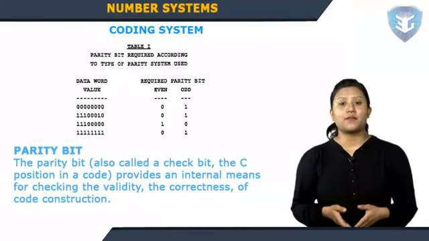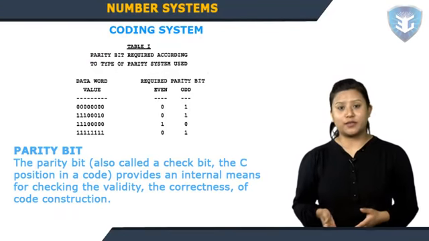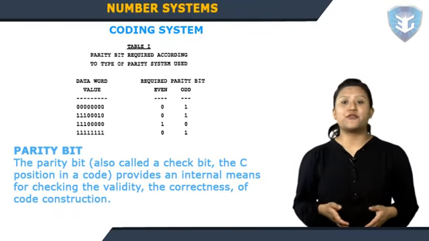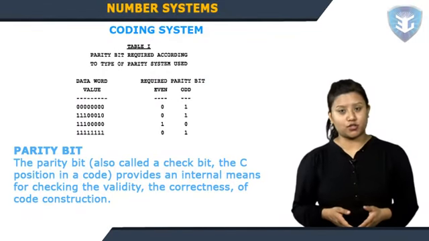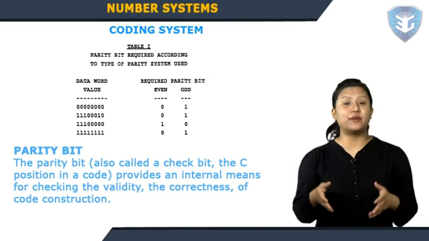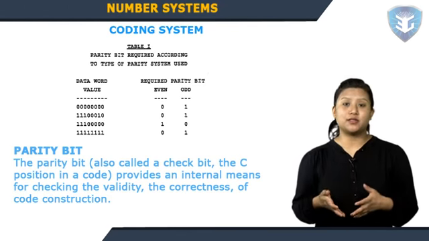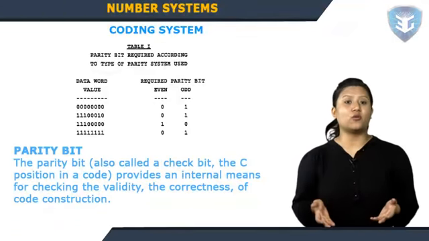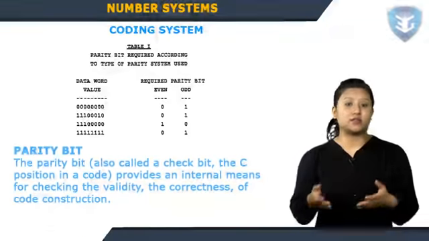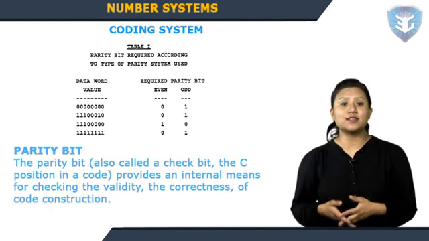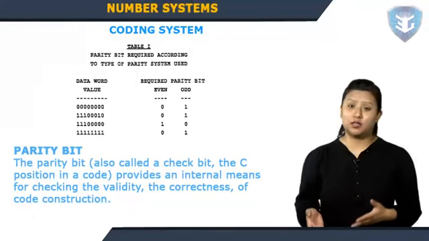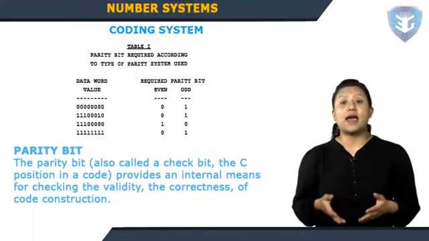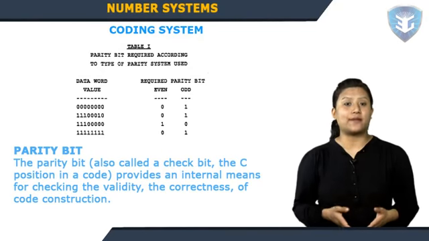Parity bit. The parity bit, also called a check bit, the C position in a code, provides an internal means for checking the validity, the correctness, of code construction. That is, the total number of bits in a character, including the parity bit, must always be odd or always be even, depending upon whether the particular computer system or the device that you are using is odd or even parity. Therefore, the coding is said to be in either odd or even parity code, and the test for bit count is called a parity check.